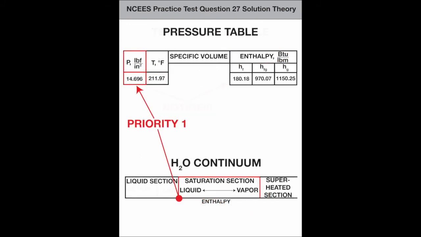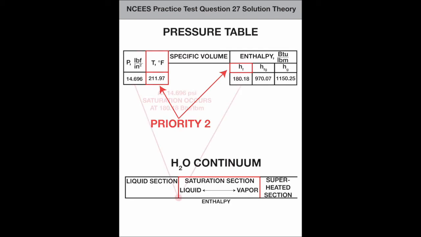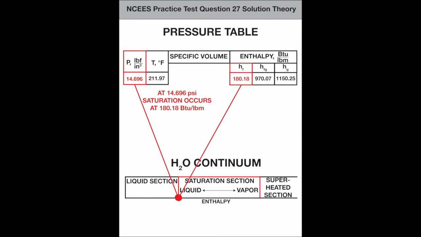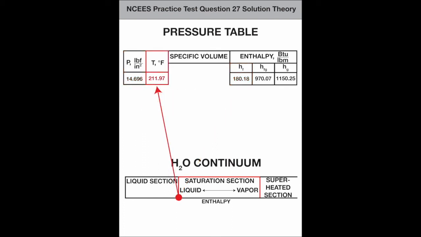The pressure table says, priority 1, liquid at a given pressure is only saturated at 1 enthalpy. Priority 2, saturated liquid at that enthalpy has only one temperature. So, 1. At 14.696 psi, liquid water becomes saturated at an enthalpy of roughly 180. 2. If liquid were to have this enthalpy, then it would be at a temperature of 212 degrees.